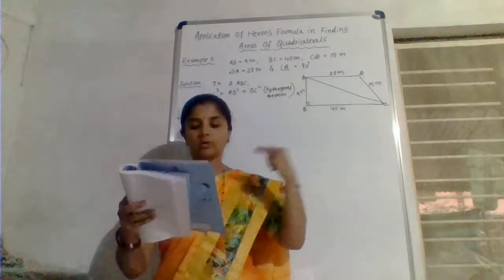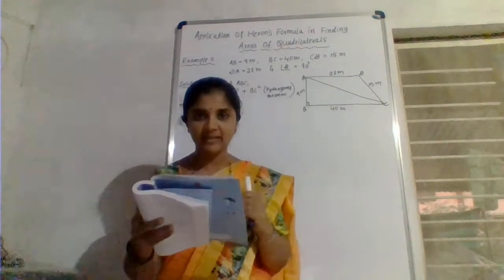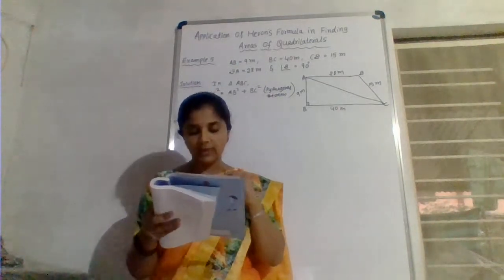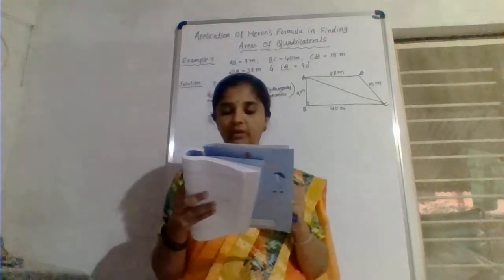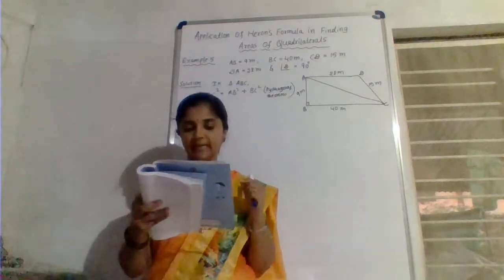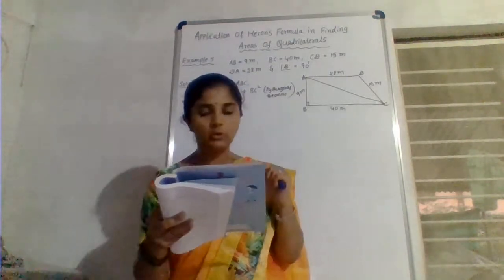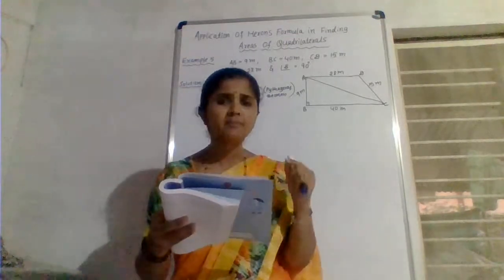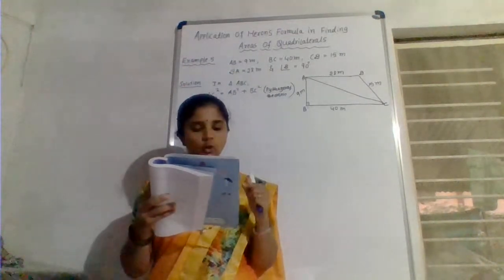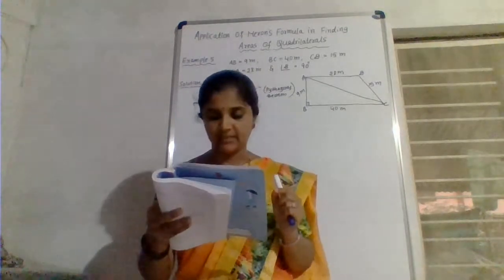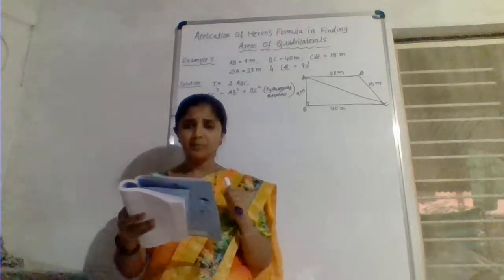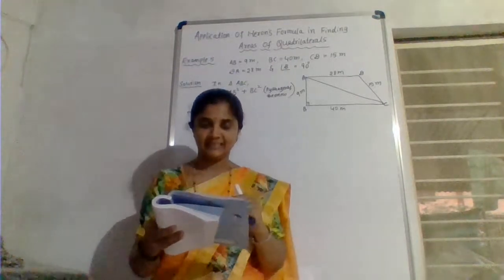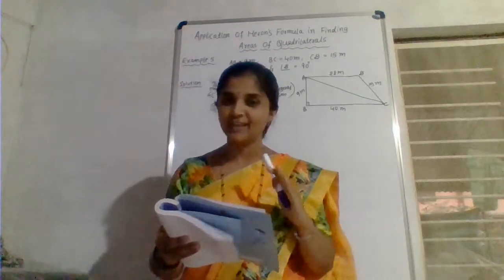If the measurements are given as AB equal to 9 meters, BC equal to 40 meters, CD equal to 15 meters, DA equal to 28 meters and angle B equal to 90 degrees, which group cleaned more area and by how much? Find the total area cleaned by the students. In the bracket they have given that we neglect the width of the lanes. So now I think you have got the idea of the problem, right?